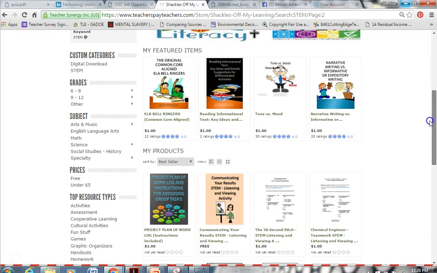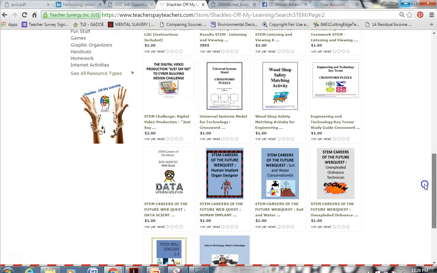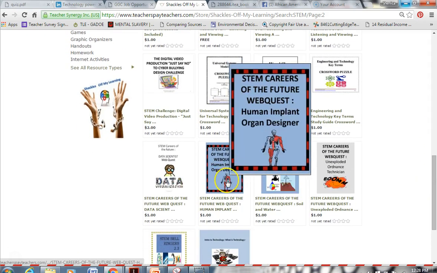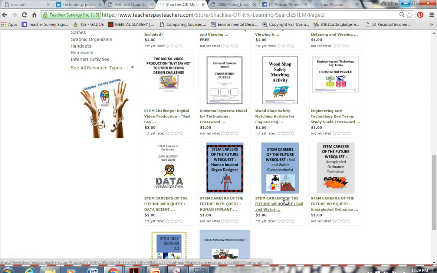So these are some things that are on here. I have some crossword puzzles. I love the STEM career of the future web quest, human implant designer. Wow, this is real. This is actually a job they're testing out, where people have implants in them that were 3D printed. So this one gets the kids to explore that.